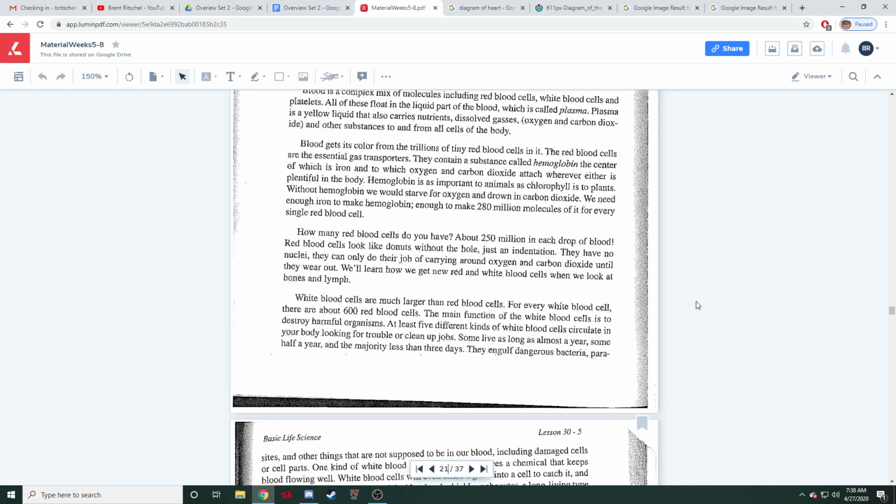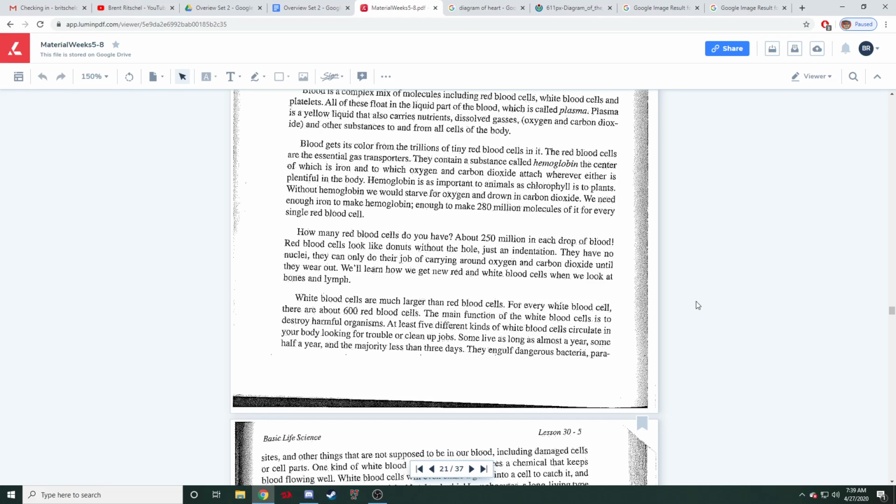They contain a substance called hemoglobin, which is a fun word to say, the center of which is iron, into which oxygen and carbon dioxide attach wherever either is plentiful in the body. Hemoglobin is as important to animals as chlorophyll is to plants. Without hemoglobin, we would starve for oxygen and drown in carbon dioxide.